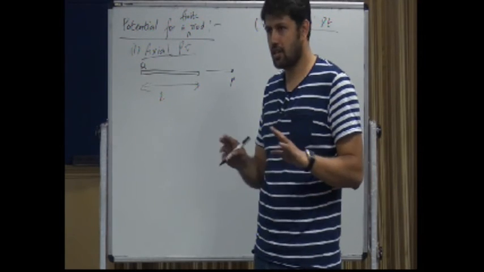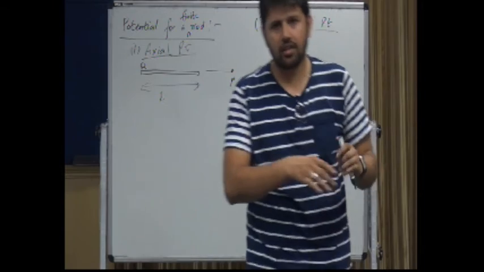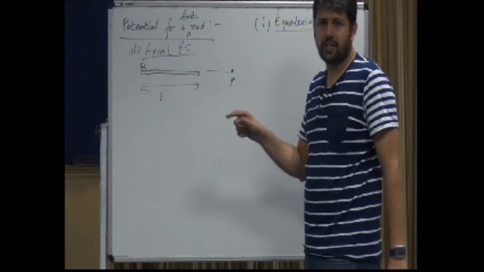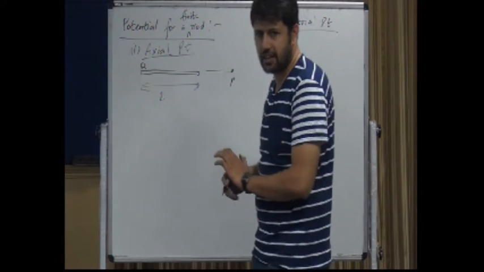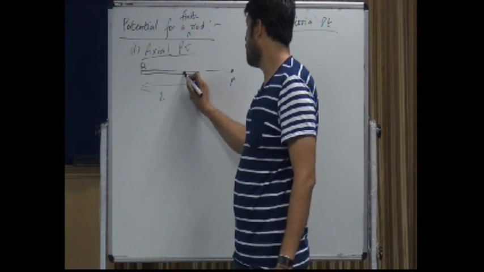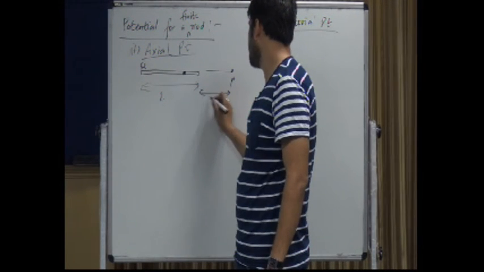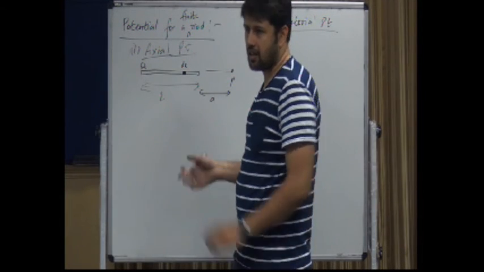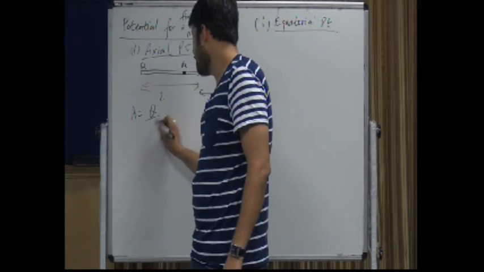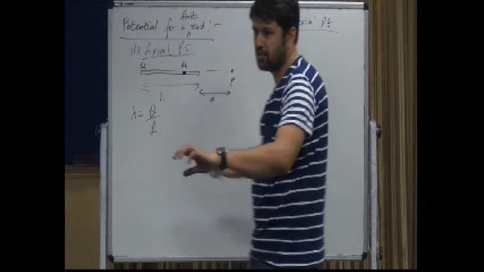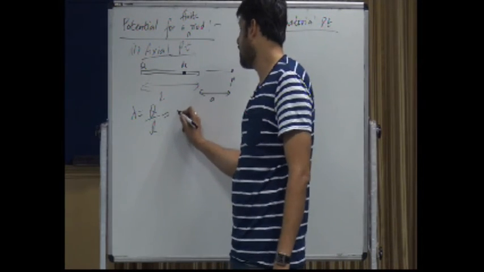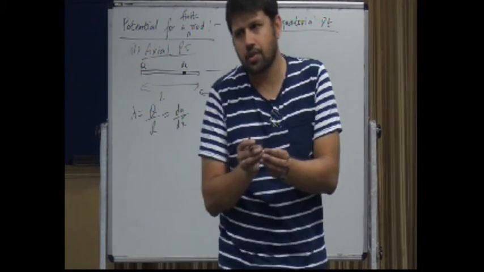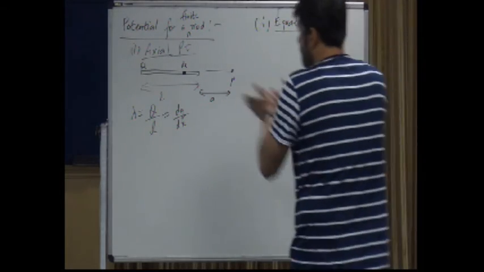Finding dV. Remember, when E is tough, you find dV and integrate. When E is easy, you find the integral of E dot dr. So for a small portion, let's say this distance is a, you take a small element dx. The charge density would be how much? Q by L, since the charge is spread uniformly, which is also equal to dq by dx. For a small portion also, the charge density would be the same, the linear charge density.